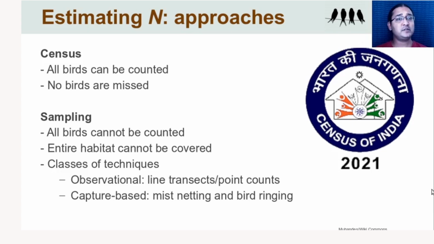The census approaches assume that all birds can be counted and no birds are missed, whereas the sampling technique acknowledges that very often all birds in the habitat cannot be counted, and the entire habitat cannot be covered. Within the sampling techniques, there are observational approaches, line transects and point counts, which are very commonly used techniques to study bird populations. And there are capture-based approaches in sampling, of which the most common is mist netting and bird ringing.